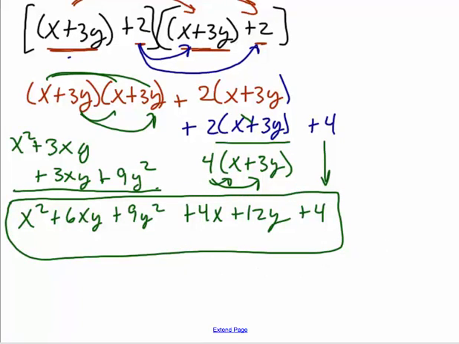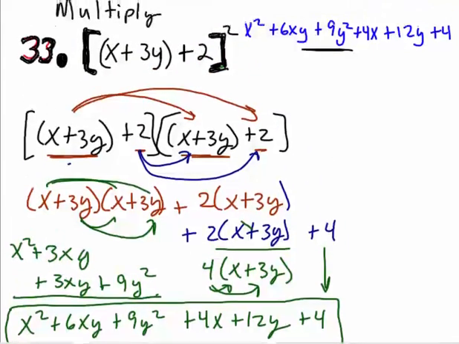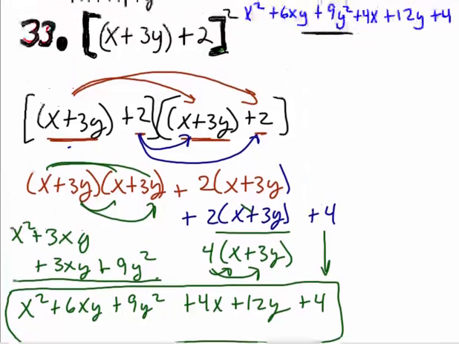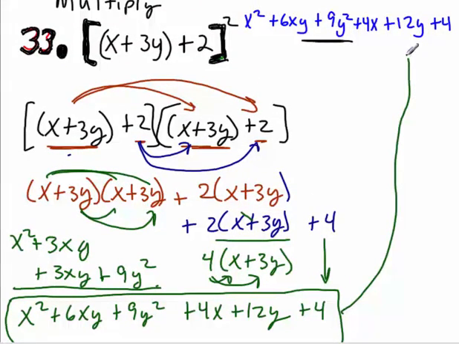Should we check it with our other answer to make sure? X squared plus 6xy plus 9y squared plus 4x plus 12y plus 4. And that is for the answer on the back of the book. There we go, number 33 worked.